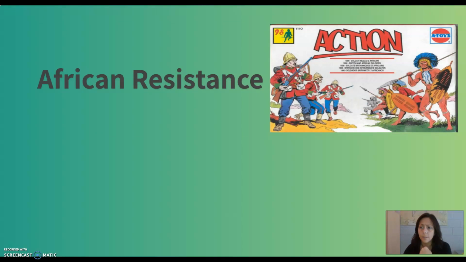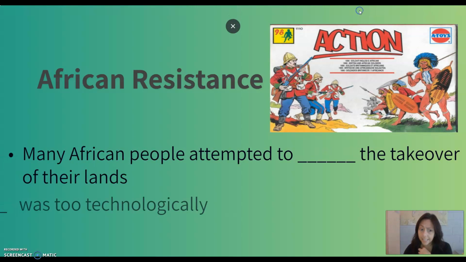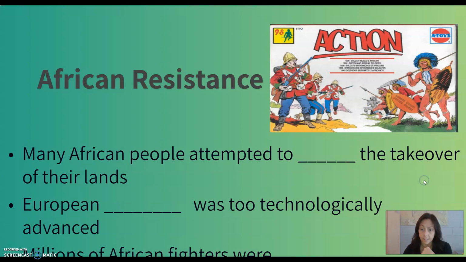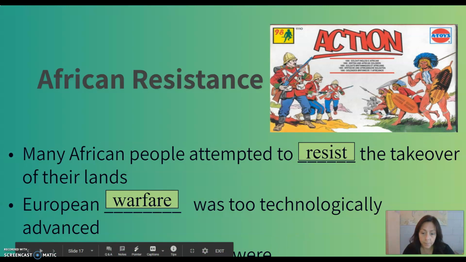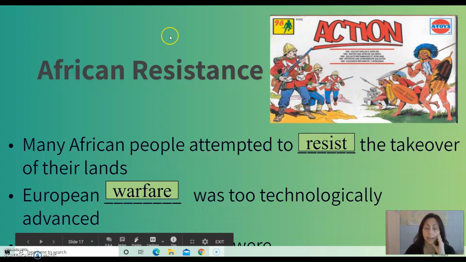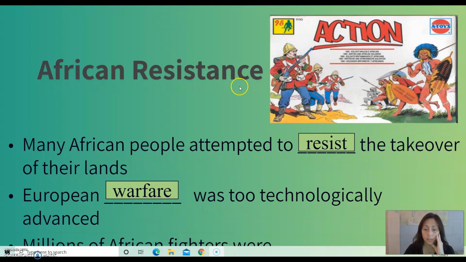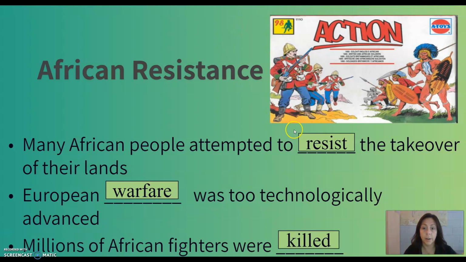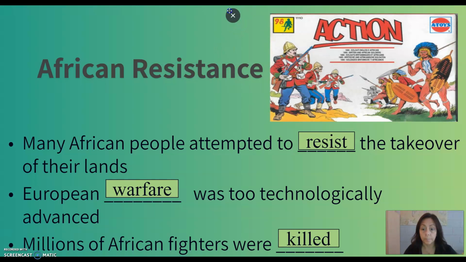Did Africans resist? Of course they did. Many tried to resist the takeover of their lands. The warfare was technologically superior on the European side. So you're talking about the fighting with guns versus spears. They just did not have that industrialization in Africa yet to have that advanced weaponry.